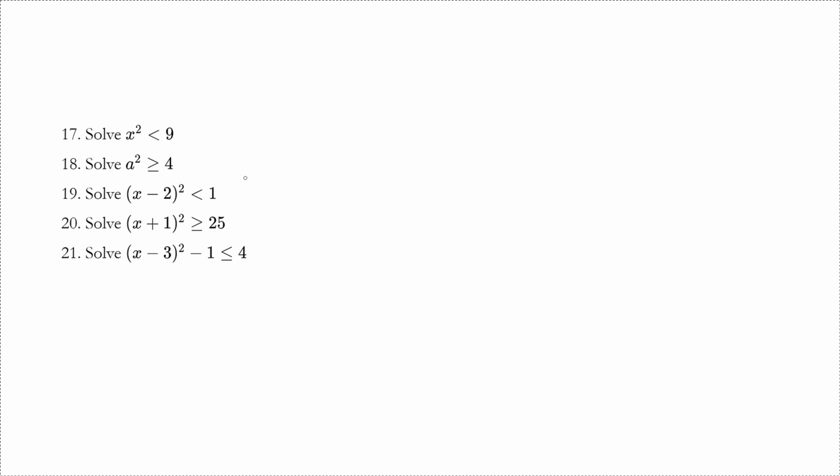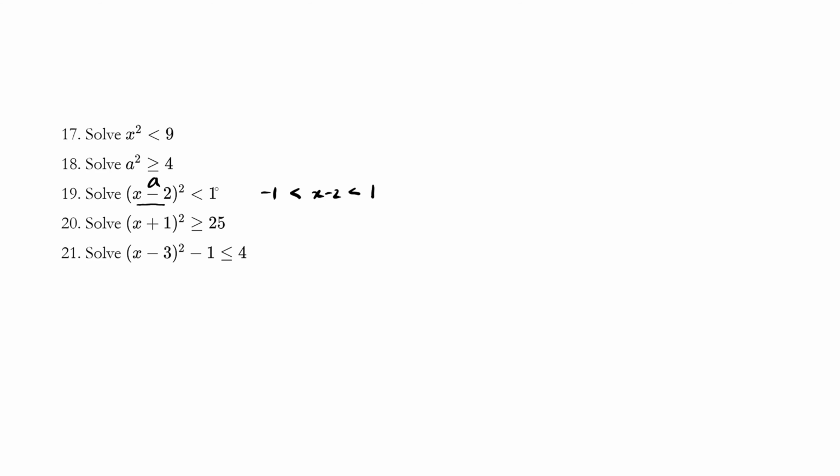So let's try number 19 here. This here is our a value, x minus 2, and it's less than 1. So focus on the triple statement. X minus 2 is less than 1, greater than negative 1. You take the square root of 1, which is 1, and you take its negative version. And you simply add 2 to each part. So this becomes 1 is less than x is less than 3.